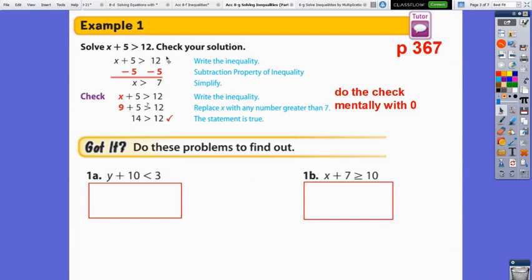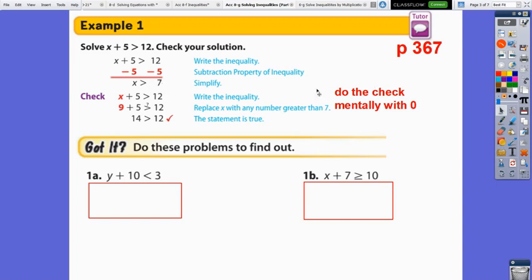So solving an addition inequality like x plus 5 is greater than 12, well, we need to get the x by itself still. That's still the goal, isolate the x. So I've got to get rid of this plus 5, and I do that by subtracting 5 from both sides. And I get x is greater than 7.